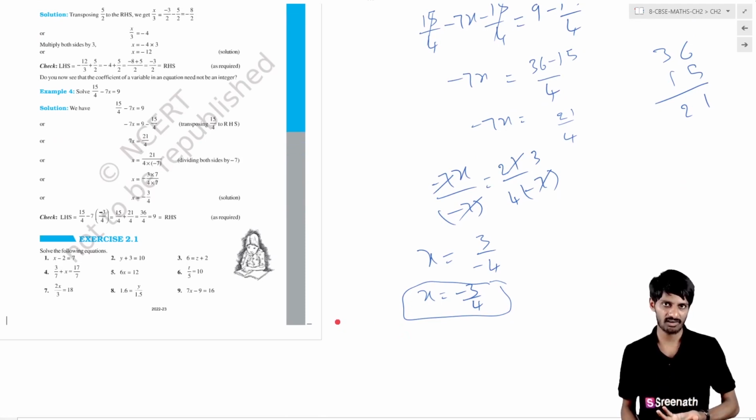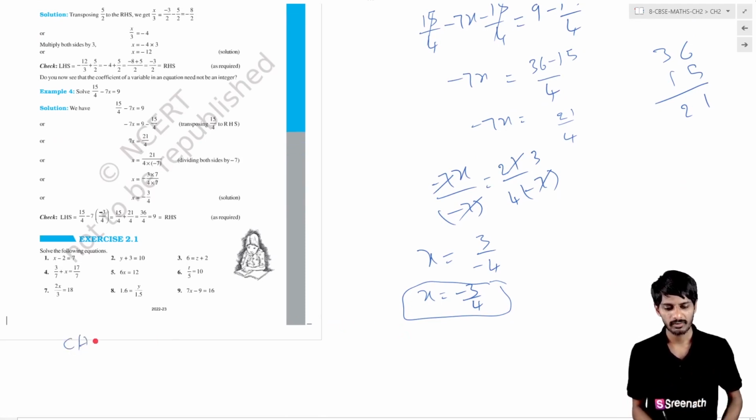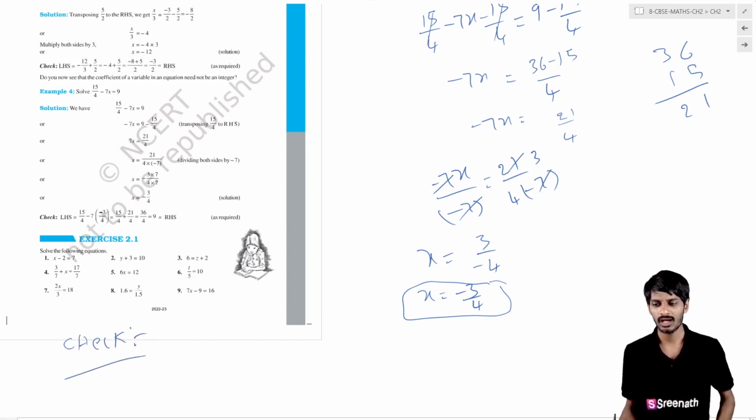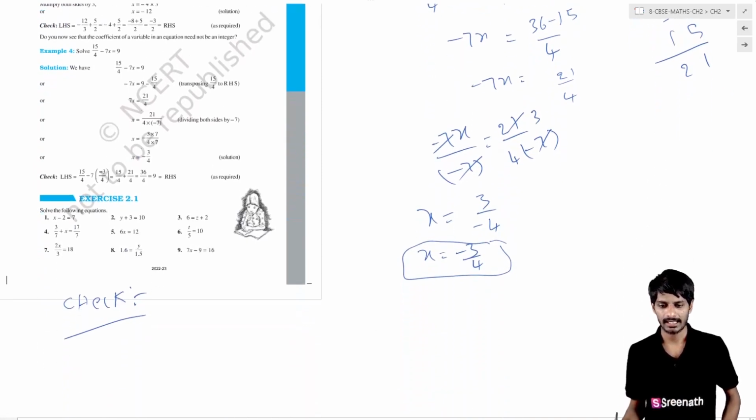We can check the equation also, whether the answer is right or not. How to check? You have to substitute this value in the whole equation, in the first equation. Then our LHS must also give the value of the RHS. So take the LHS, that is 15 by 4 minus 7x.